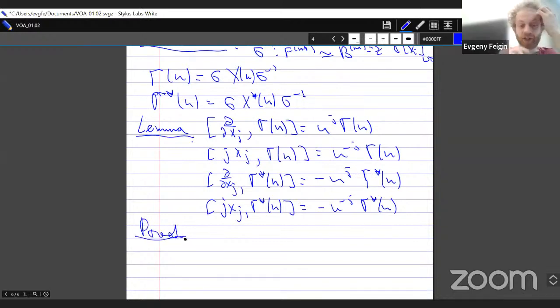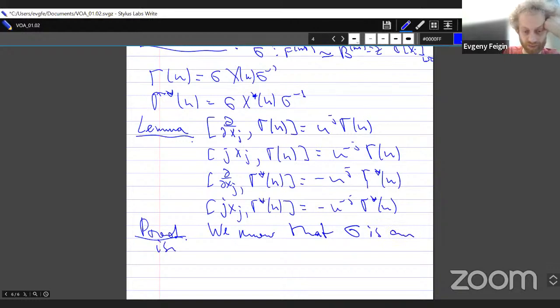So indeed, we know that sigma is an isomorphism of H modules.